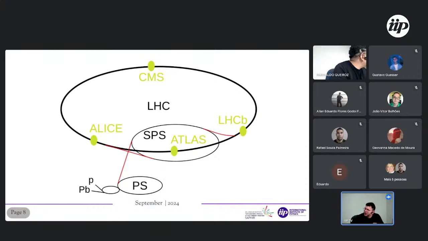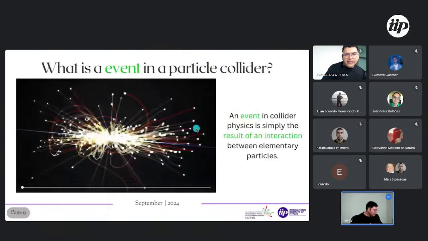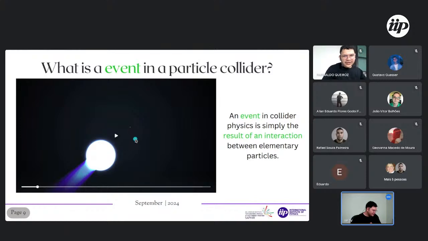Each one of these strategic points has different objectives to study the result of the collisions. So this is a circular collider. We have a linear collider and a circular collider. With that we can define what an event in a particle collider means. This is a word that is important, because here we put the definition.